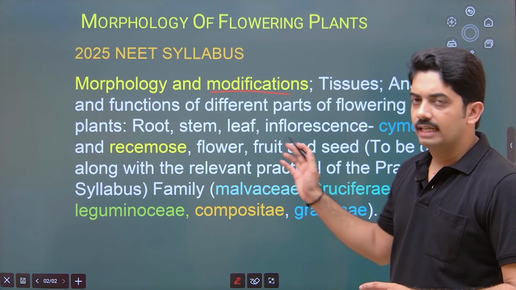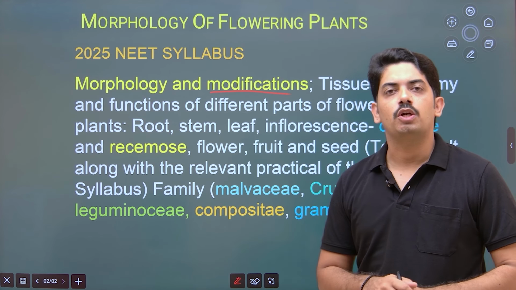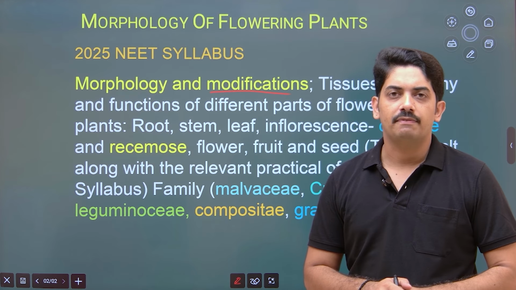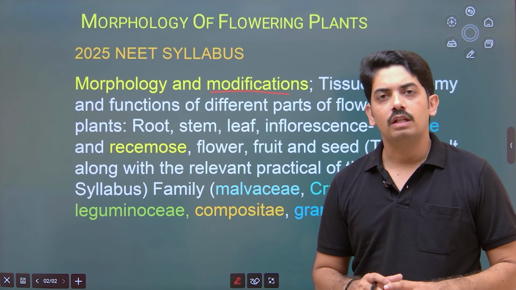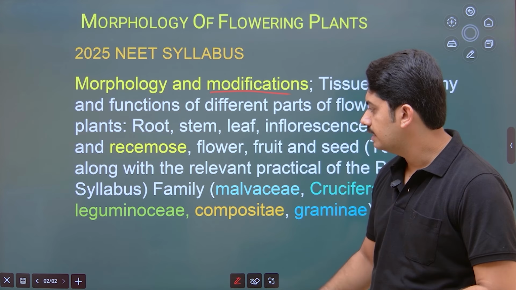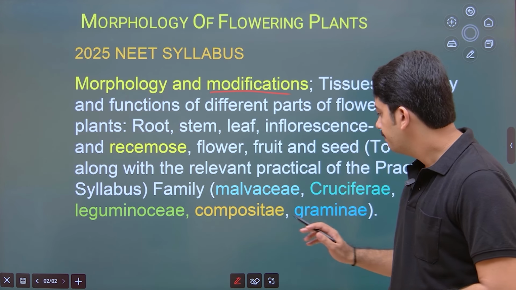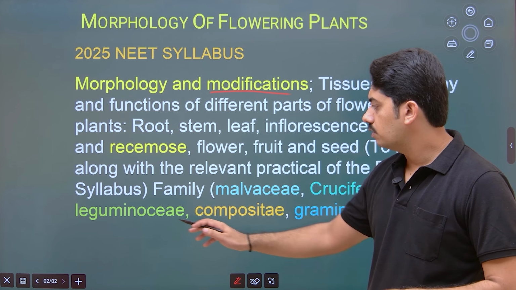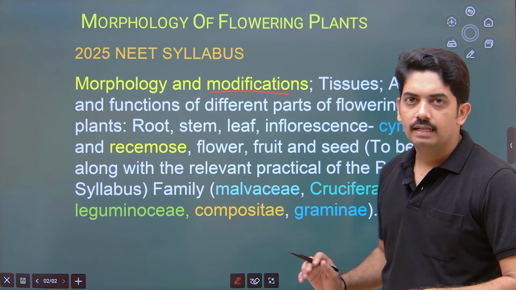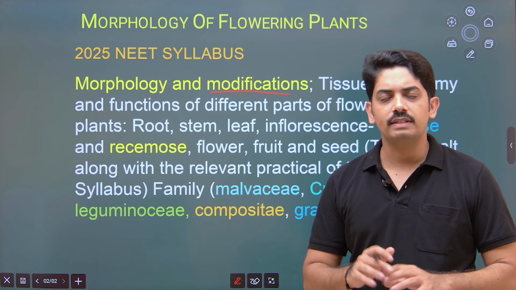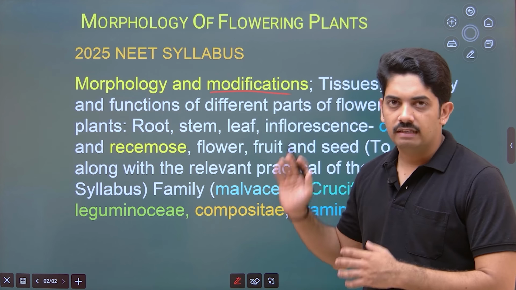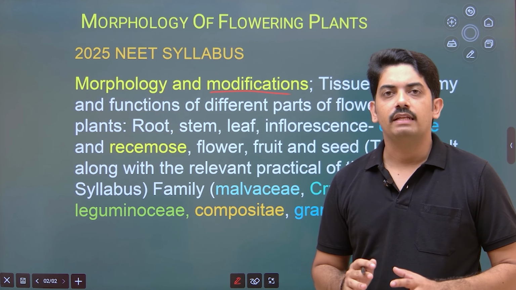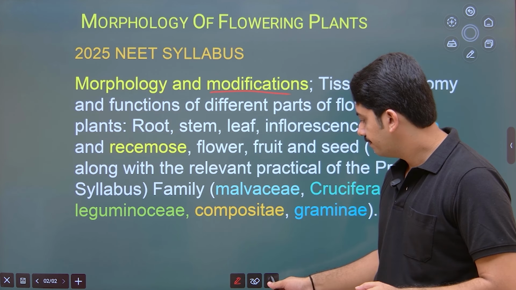Then in the NCERT textbook, they have mentioned only the Solanaceae family, but here I am going to explain all the 5 other families that include Malvaceae, Cruciferae, Leguminaceae, Compositae and Graminae. So with this brief introduction to the 2025 NEET syllabus, without any further delay, we'll continue.